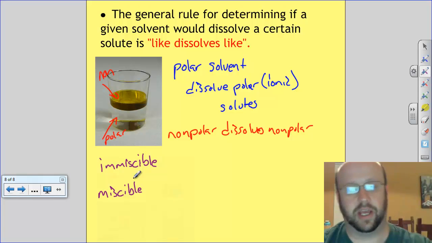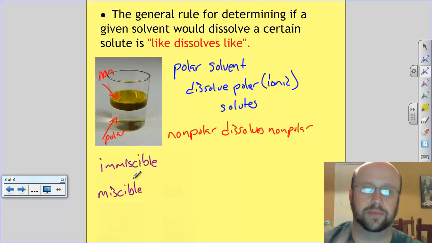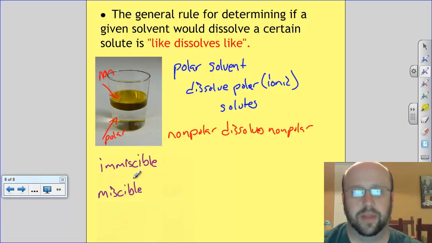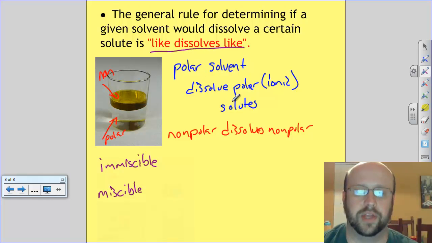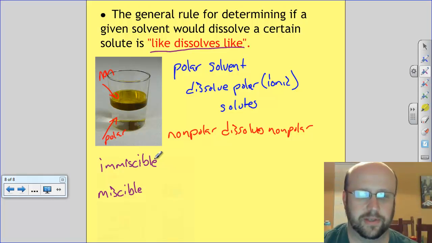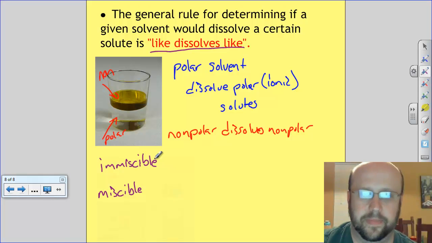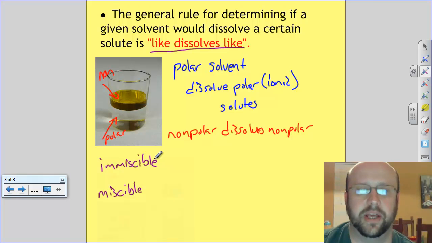If you ever had a grease stain on your shirt or something, and you try to wash it out with water, that's not going to work. You need some soap to be able to get that out. And it all goes back to this idea that like dissolves like. Polar things dissolve polar things, and nonpolar things dissolve nonpolar things. All right? Thanks, guys. I know that was a lot of definitions. We're going to get into the math here in a little bit in the next section.